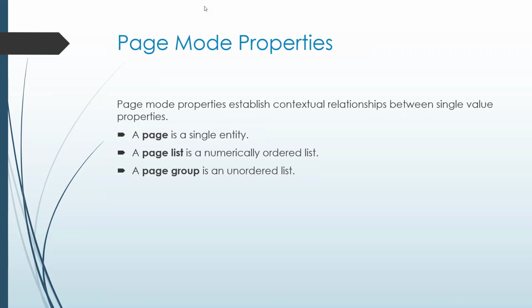If you are dealing with multiple records of candidates, it is called a page list or a page group, again depending upon the sorting. If I want all the customer records to be sorted by their date of registration, I would use a page list. Whereas a page group is for an unsorted list.